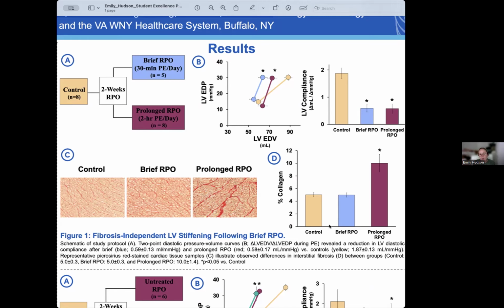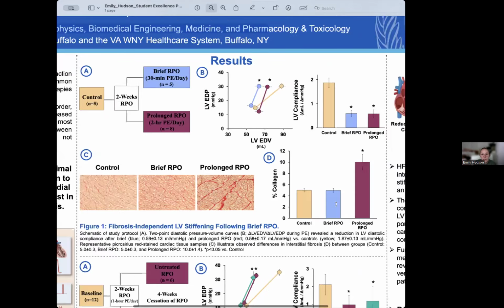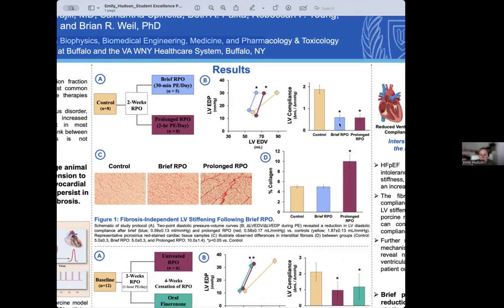Looking at our quantification over here, we can see that the brief RPO group has a very similar amount of collagen to the control group, whereas the prolonged RPO group is significantly elevated. So this study highlights the fact that we have reduced compliance without an increase in interstitial fibrosis. And this is the first time that our lab has been able to demonstrate the dissociation between those two things.